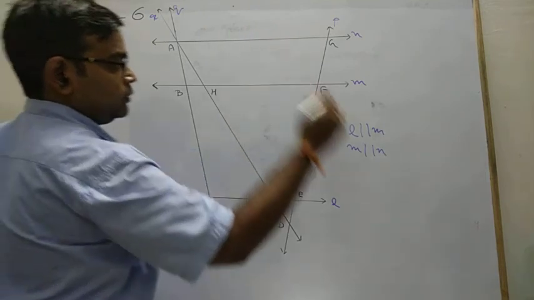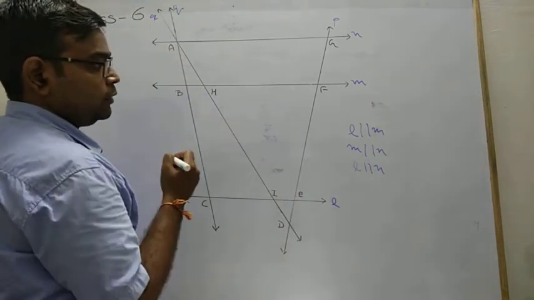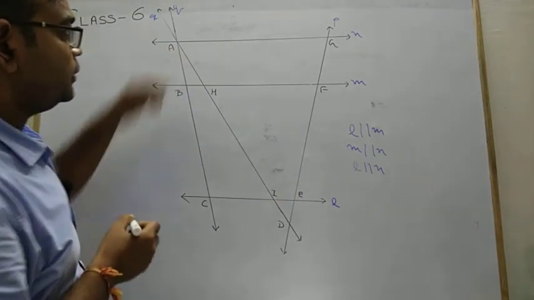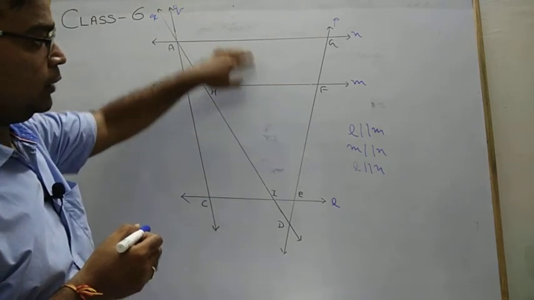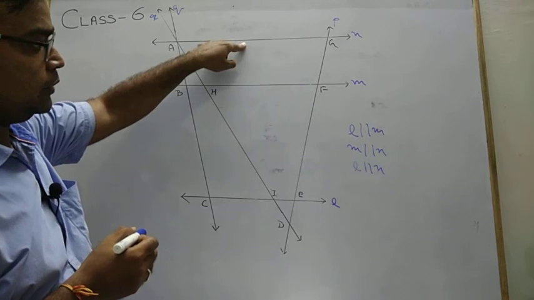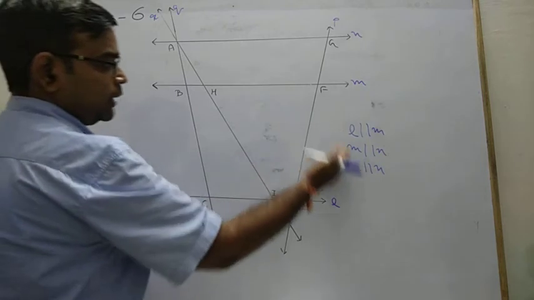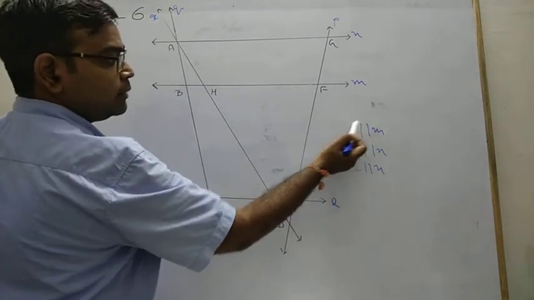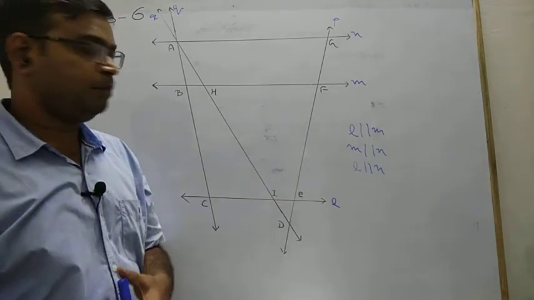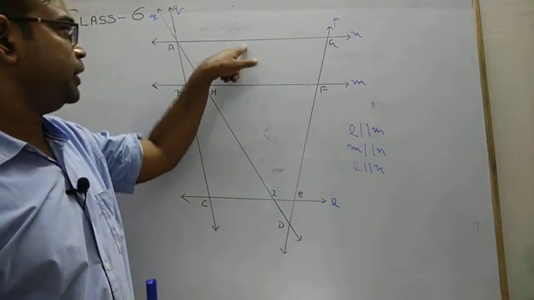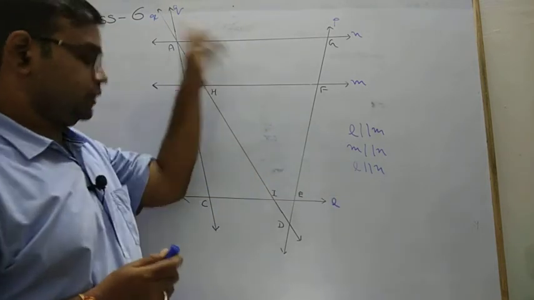L parallel to N also, no? Any more lines that are parallel? L parallel to M, M parallel to N, L parallel to N. Yes, all these pairs are parallel. You can write them likewise, or you can change the place, M on this side and L on this side. They represent the same pair. So there are three pairs of parallel lines. From three parallel lines, we can write down three pairs of parallel lines.